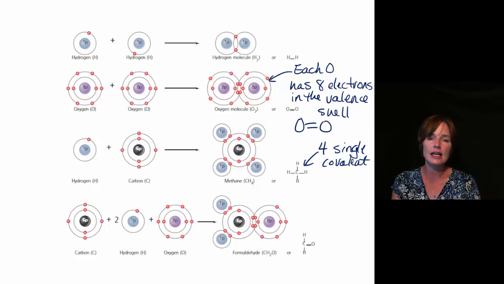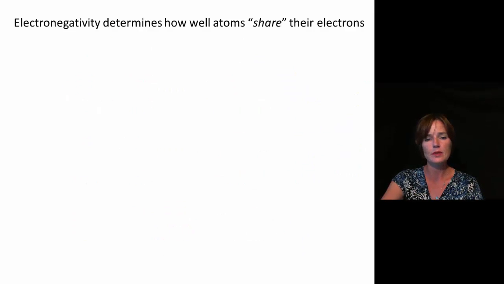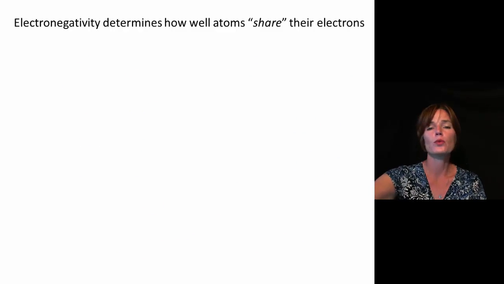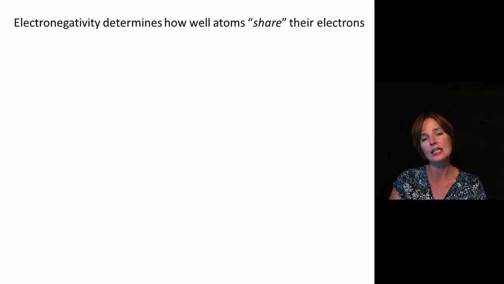And if we can get 8 electrons in the valence shell, then that will make for a very stable carbon atom. So down there you can see formaldehyde is the example that we're showing. Okay, so we're sharing electrons. The idea behind sharing electrons is that we want to fill up the valence shell, but sometimes the atoms do not share well. And electronegativity is the property that we say specifies how well they're actually sharing electrons with each other.